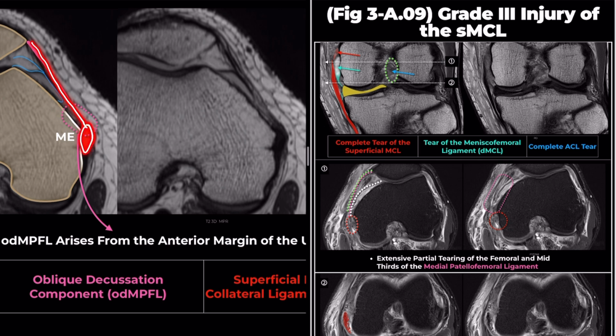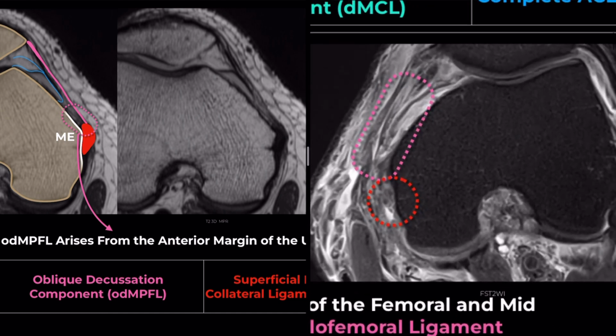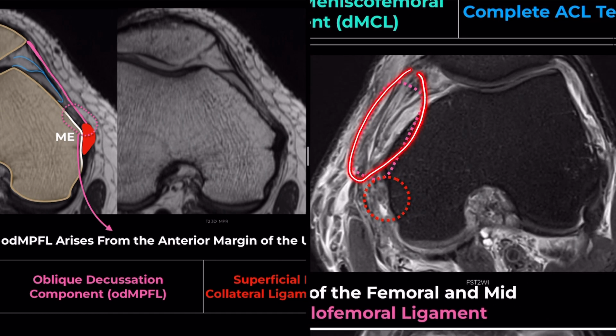Compared to normal, there is a Grade 3 tear at the proximal attachment site of the medial collateral ligament. We can also see the oblique decussation component of the medial patellofemoral ligament, which exhibits partial tearing of the femoral and mid-thirds.